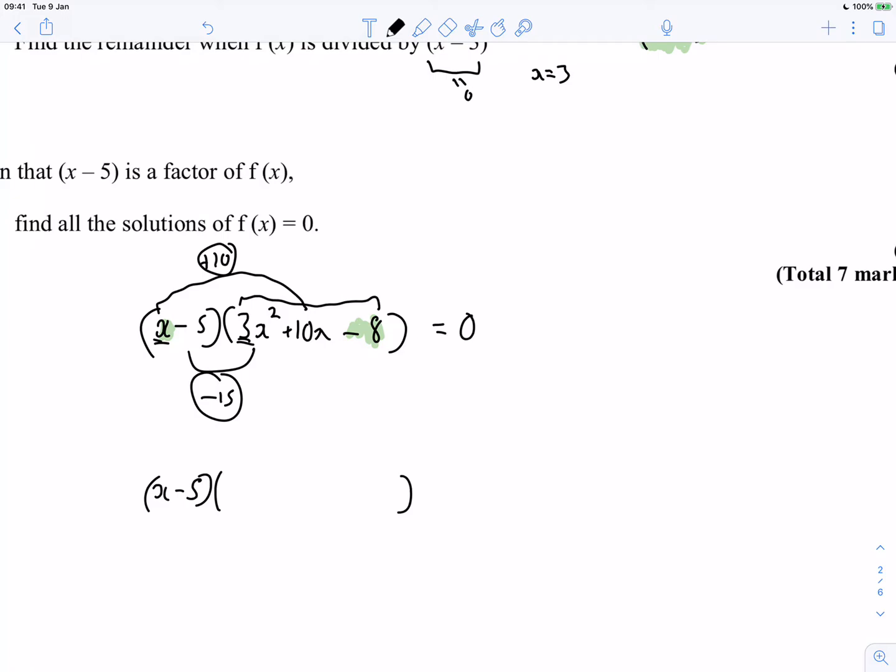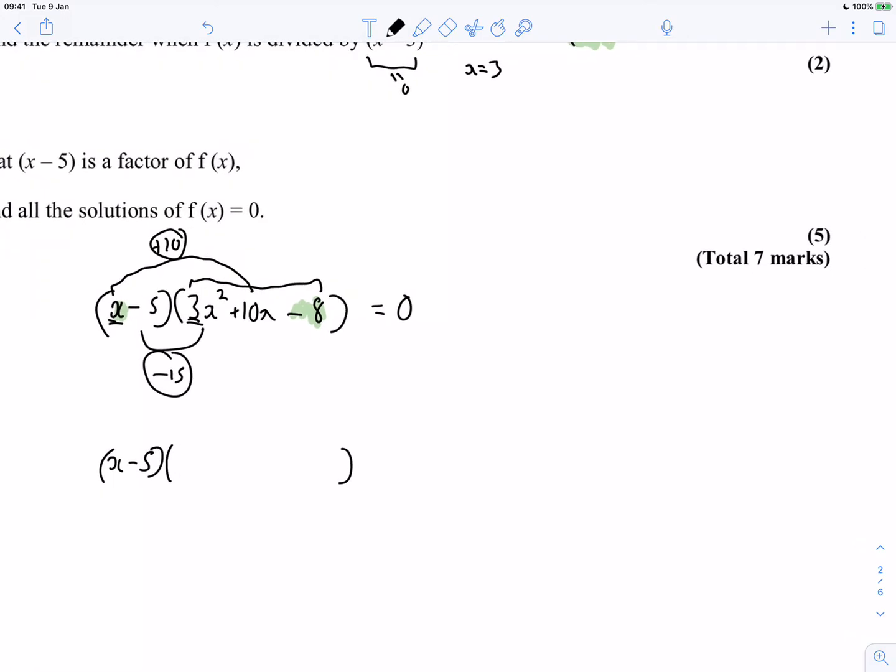Does it factorize? Well, you can use your calculators to solve this if you really want to, but I don't like using calculators just because I like my brain being exercised. So let's check. b squared minus 4ac. So b squared is 100 minus 4 lots of a, which is 3, lots of c, which is minus 8. 4 times 3 is 12. 12 times 8 is 96. Minus minus makes that a plus, so that's 196, which is a square number. It's 14 squared. So this can factorise.